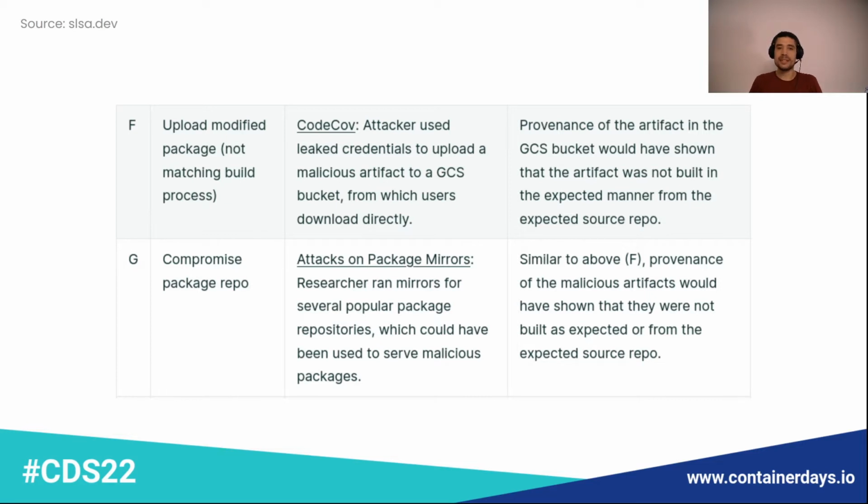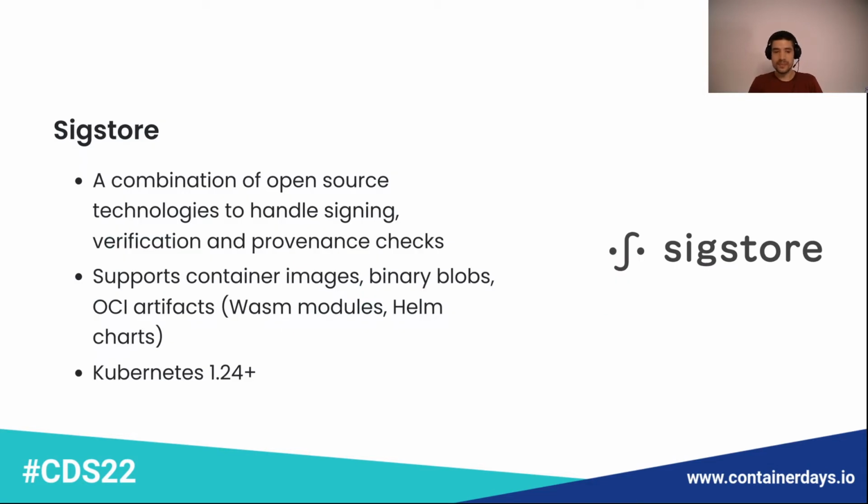And for that, let me introduce Sigstore. Sigstore is a combination of open source technologies that allow us to handle signing, verification, and provenance checks. With Sigstore, we can sign many things, not just container images. It also supports binary blobs and anything that can be stored in an OCI registry, such as WebAssembly modules and Helm charts. Sigstore is seeing a lot of adoption. It's growing by the day, especially in the open source community. Even Kubernetes itself has started signing all its artifacts with Sigstore, starting on version 1.24.